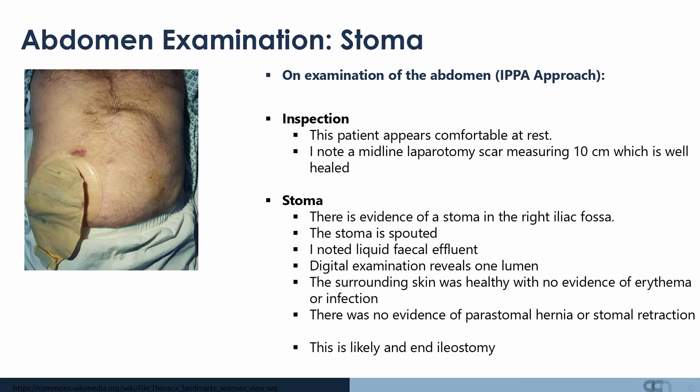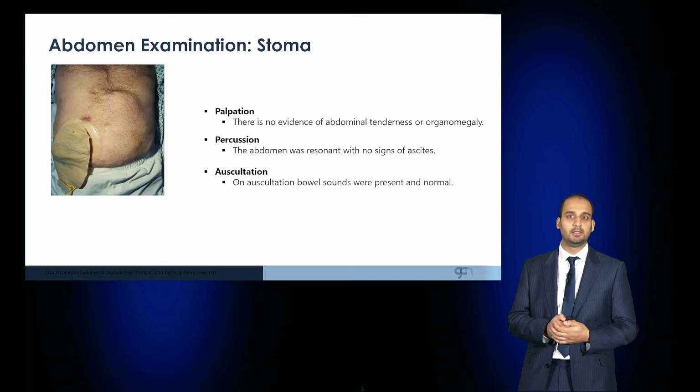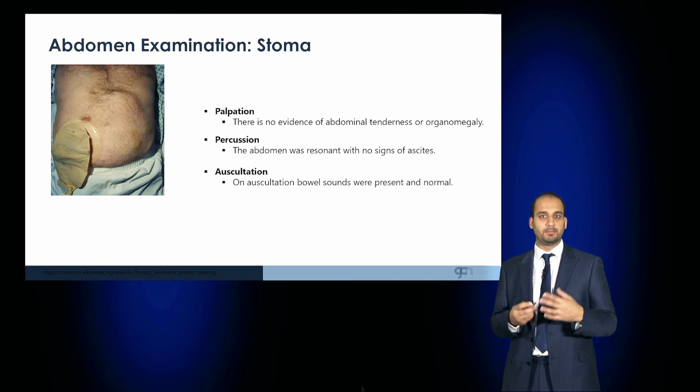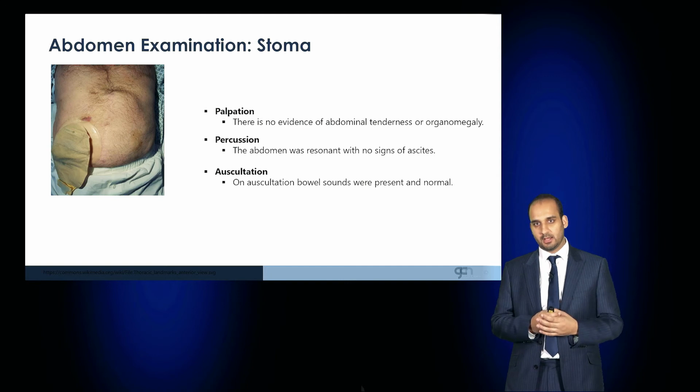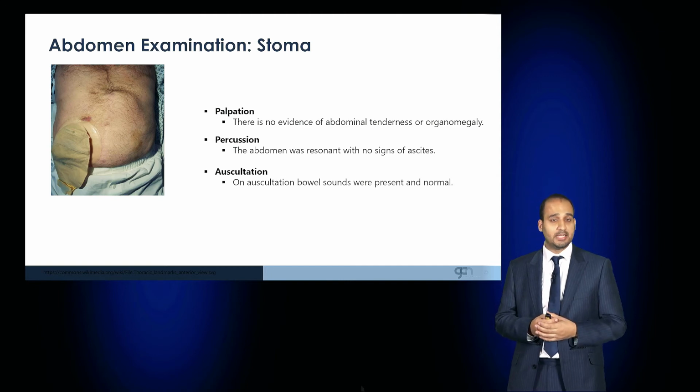Comment on the surrounding skin. Is it healthy or is there erythema or signs of infection? Comment on whether there's any herniation or peristomal complication. And as there's one lumen, this is likely to be an end ileostomy. When you palpate, there should be no evidence of abdominal tenderness or organomegaly, and there'll be no evidence of ascites. Auscultation reveals normal bowel sounds.